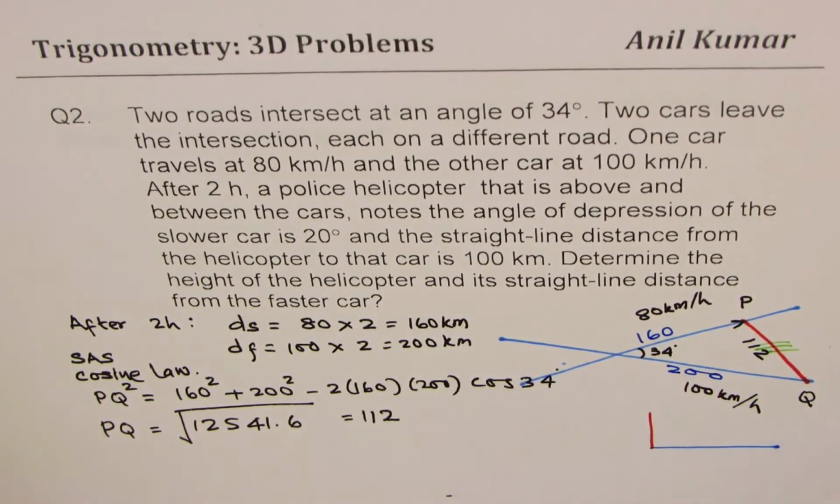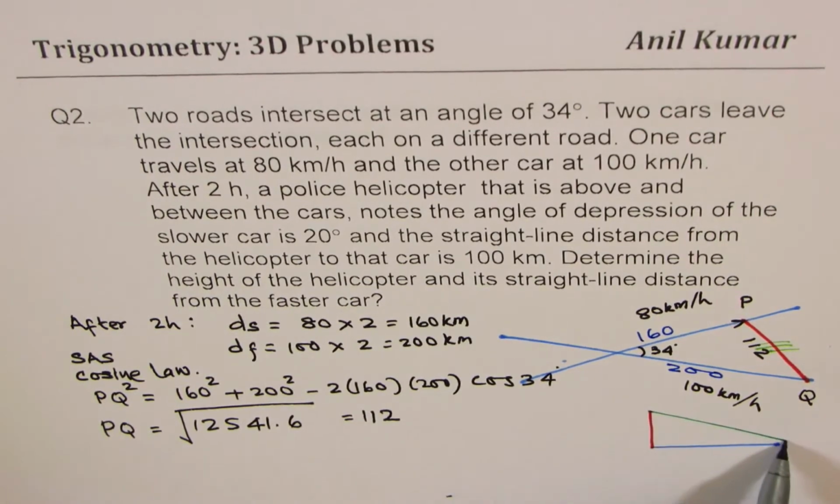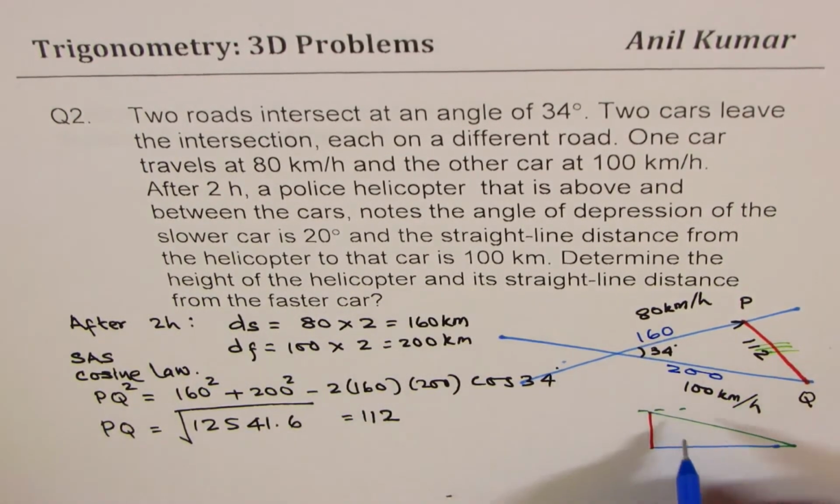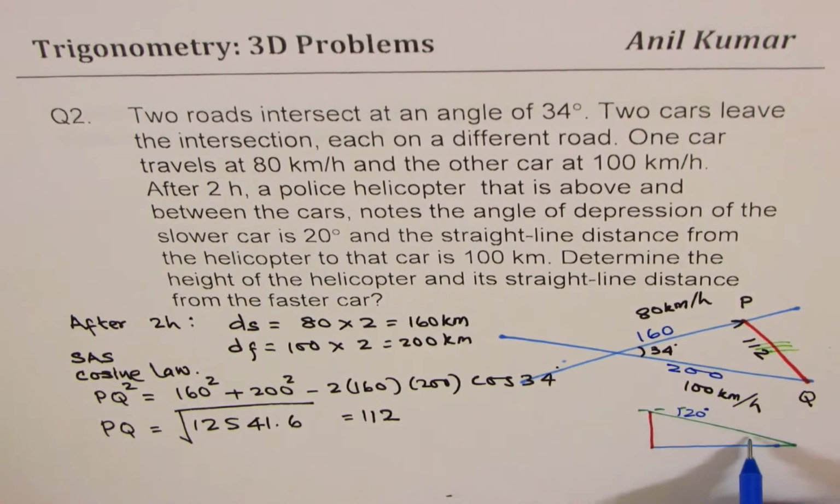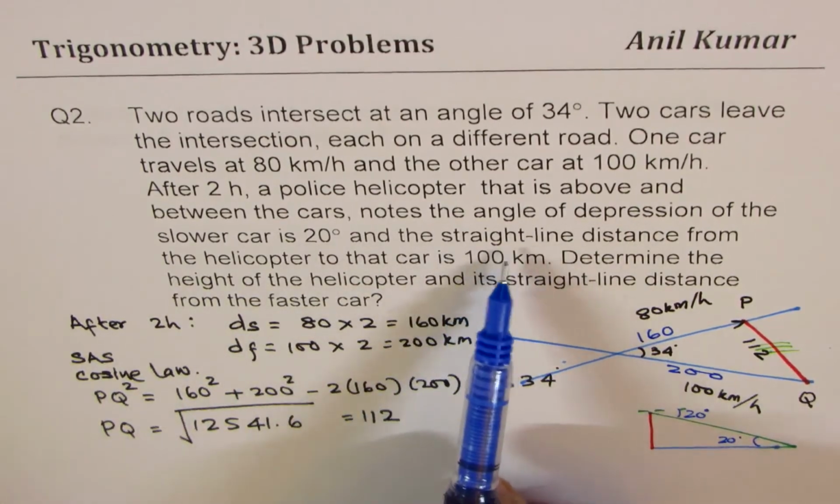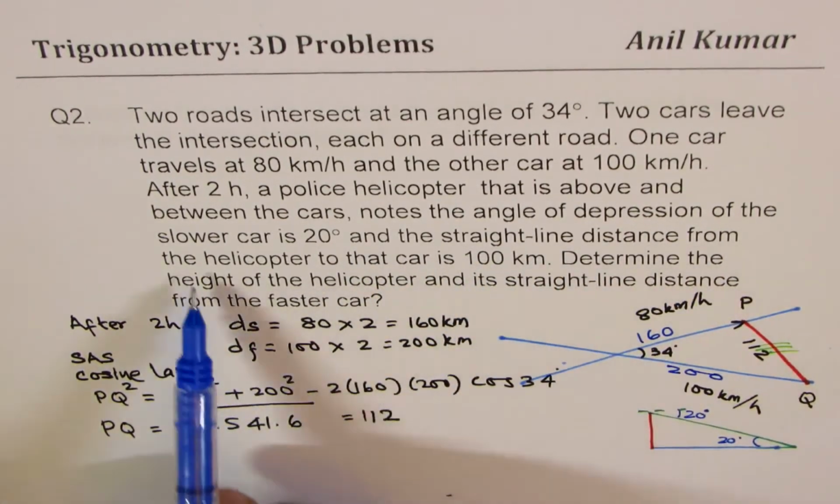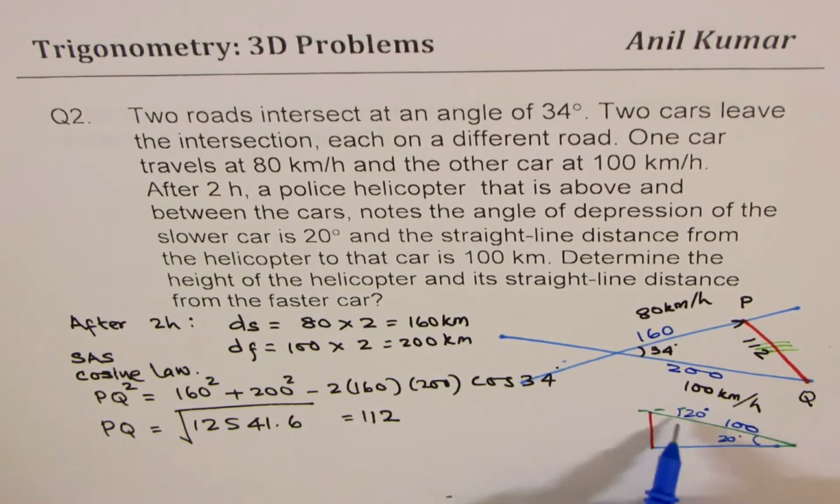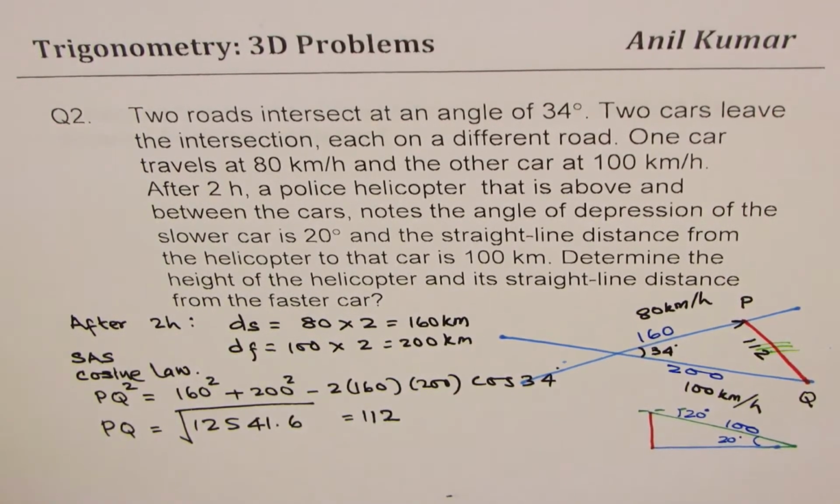So we're talking about the slower car. And we are saying that this time the angle of depression is 20 degrees. So this is 20 degrees, so this is also 20 degrees, correct? Now it says the straight line distance from the helicopter to the car is 100. So this distance is 100 now. Hypotenuse is 100. We need to find that particular distance, right?